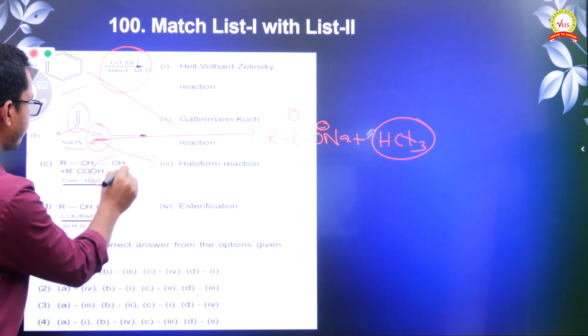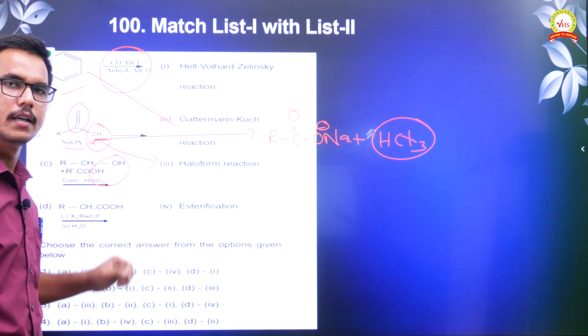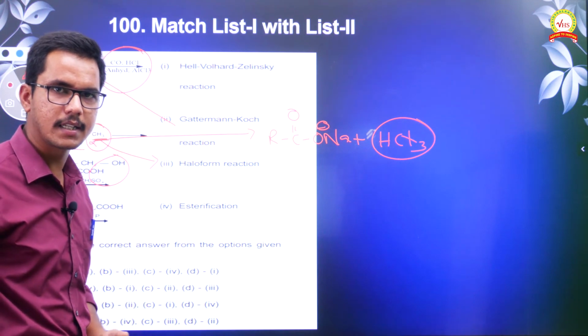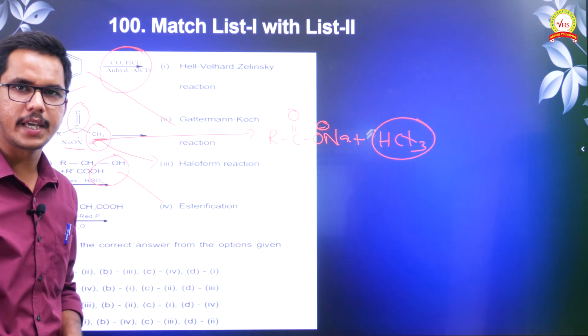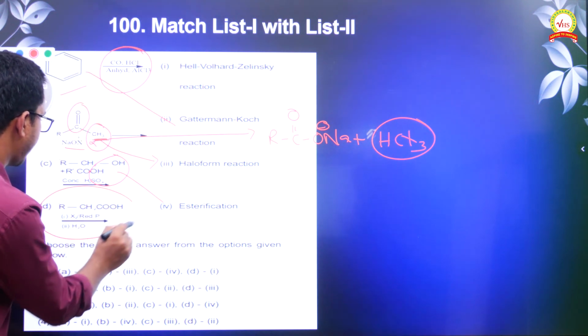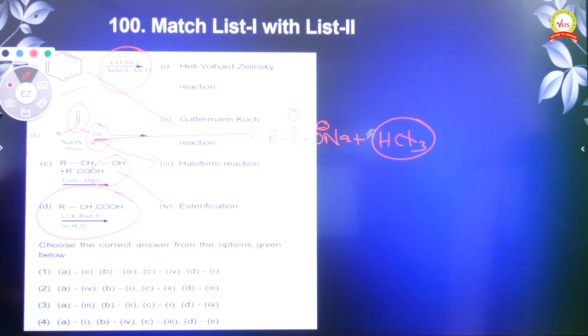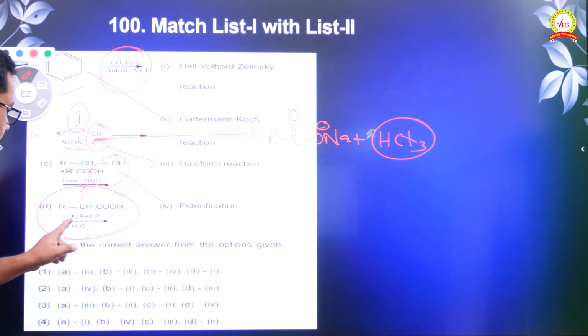This is the reaction between carboxylic acid and alcohol. The reaction between carboxylic acid and alcohol leads to the formation of ester. That is why this reaction is known as esterification reaction. And if you see the last reaction, this reaction leads to the formation of a halogen bond at the alpha position.